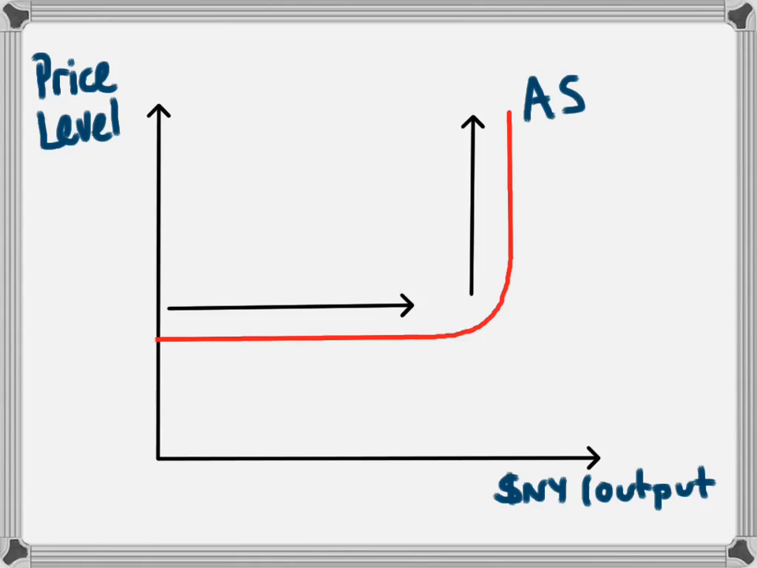There will be other videos that show the interaction of aggregate supply and aggregate demand in this model, and how we arrive at a national income equilibrium level.